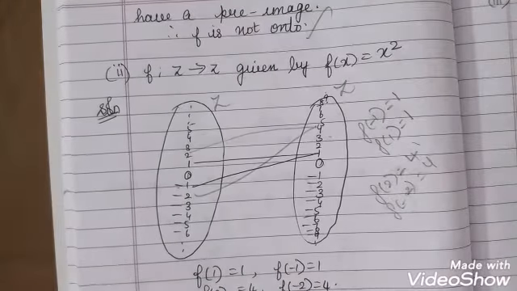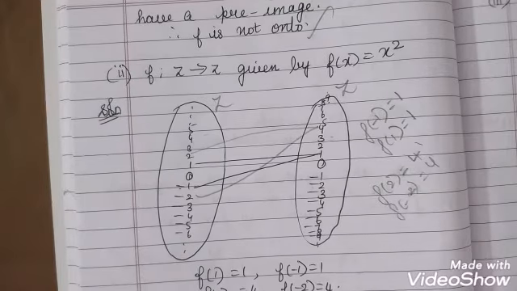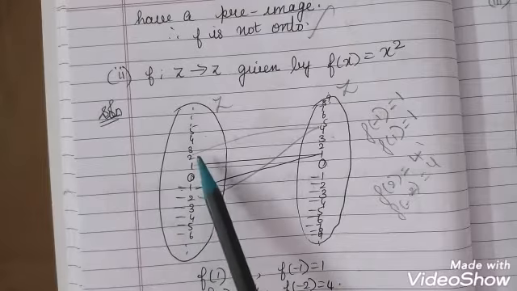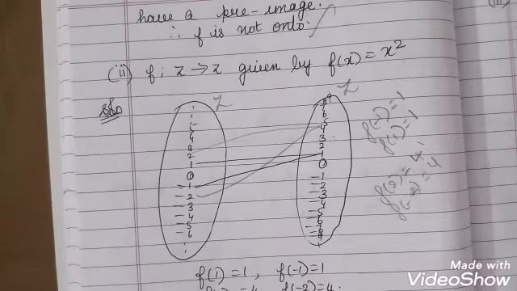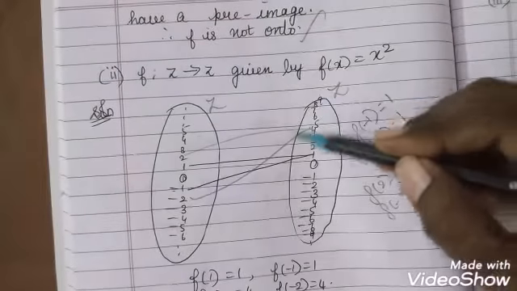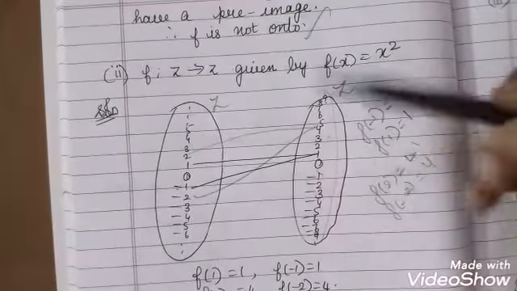Now looking at the arrow diagram itself, you can say whether it is 1 to 1 or not. It is not 1 to 1 here, because 1 and minus 1 have got the same image. What is the image you get here? It is nothing but 1 itself. So it is not 1 to 1. Similarly, is it surjective, or onto? No. Why do I say it is not onto? Because all the elements in the codomain do not have a pre-image. Therefore, you say that f is not onto also.